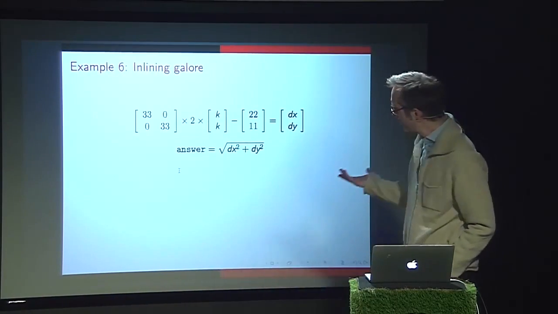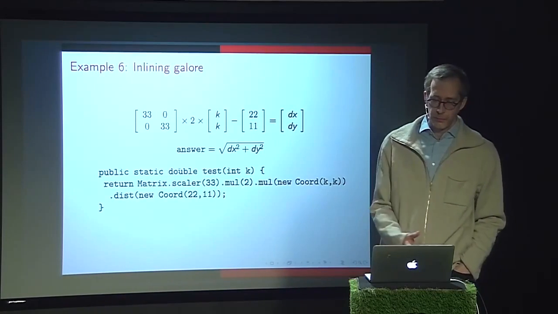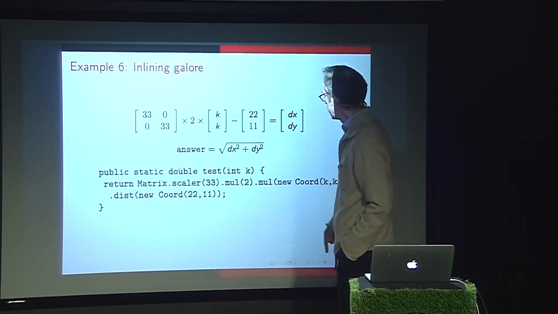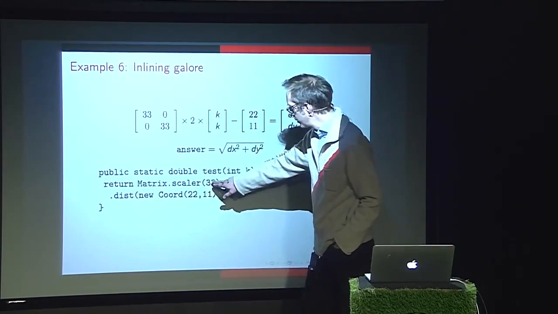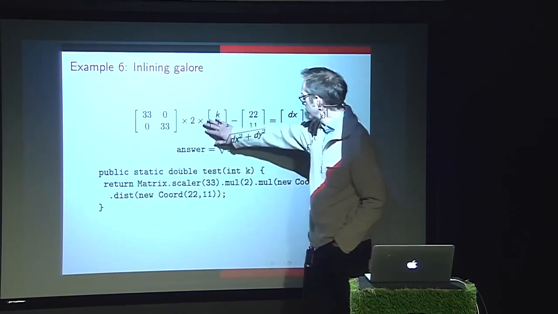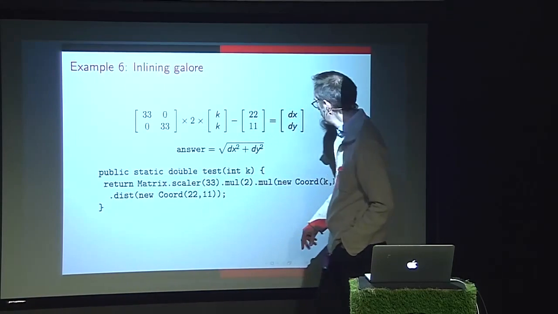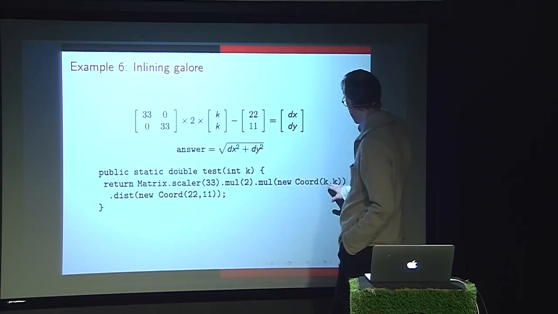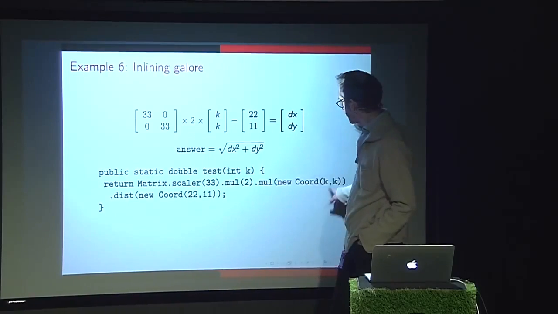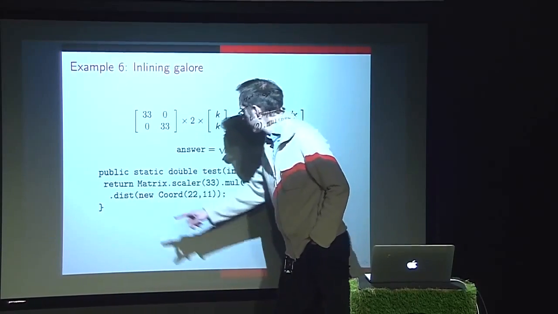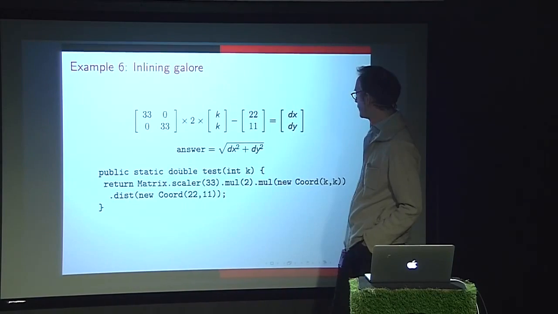Now, this is an expression that I want to calculate. And if we replace it with the Java source code, it looks like this. So it creates a scalar. This function creates a 2 by 2 matrix with 33 in these two positions, because that's going, when multiplied with this, to scale these. Multiplied by a fixed value 2. Multiplied by a new coordinate, kk, which is the input. And multiply and calculate the distance to this coordinate.